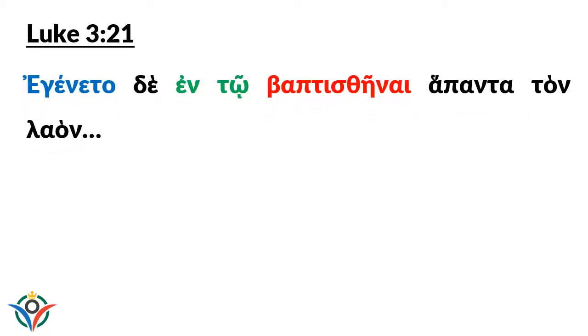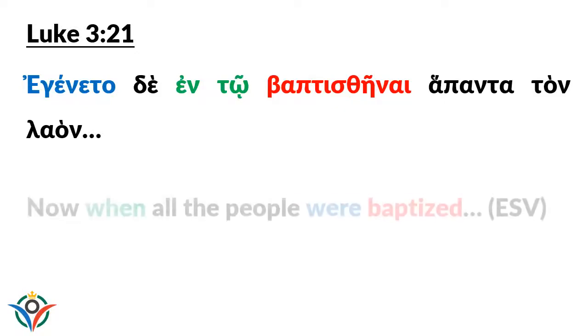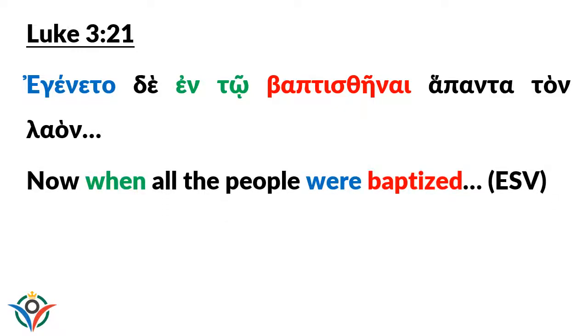The second example is Luke 3:21. The Greek reads, Egeneto de en tō baptisthēnai hapanta ton laon. So the ESV renders this as, now when all the people were baptized. All right, so the infinitive there is baptisthēnai, which is translated by the ESV as baptized. So how is that being used in this clause? Are there any prepositional combinations to help us? And the answer is yes.